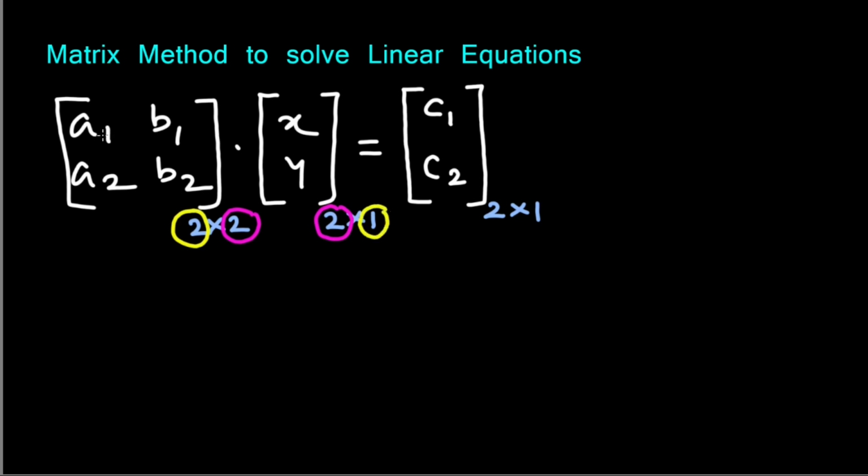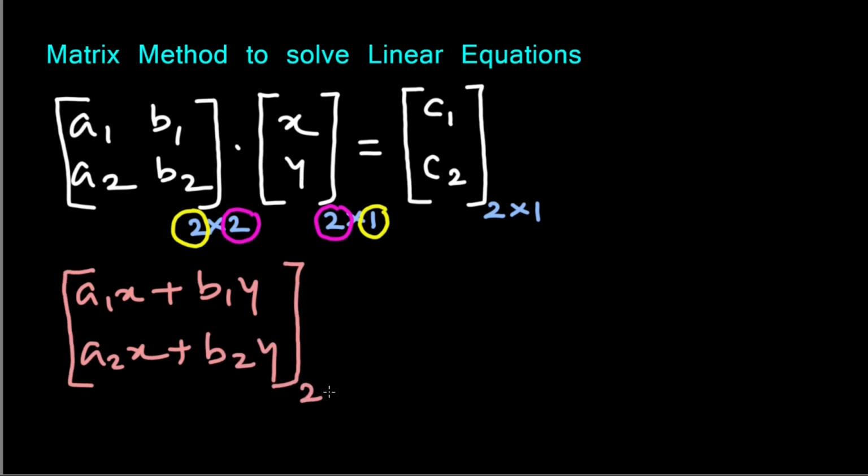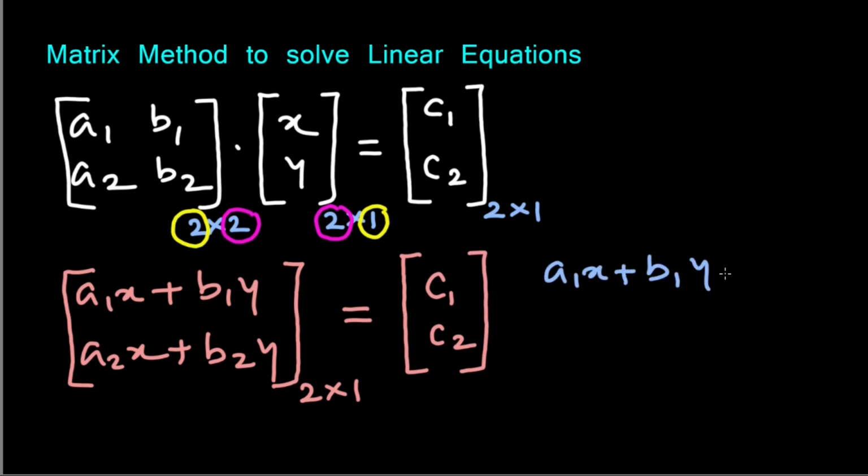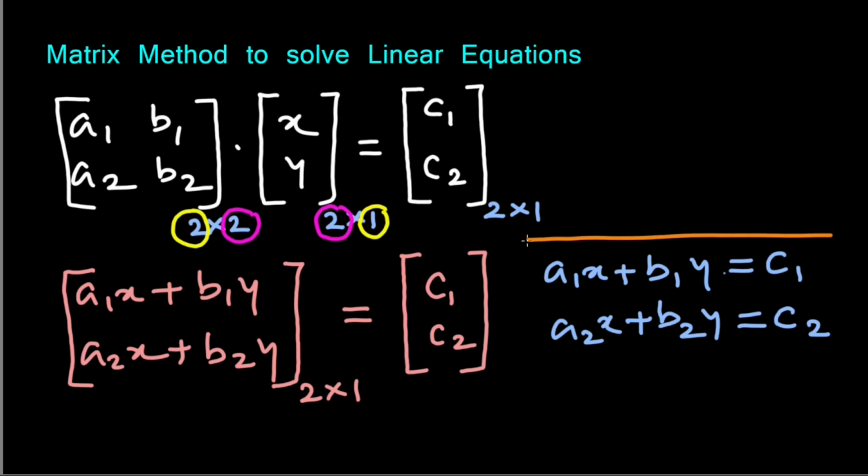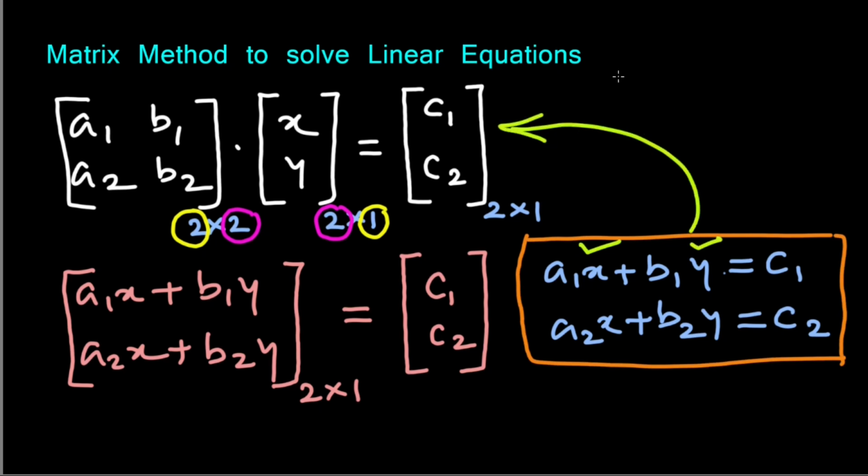So the matrix multiplication will be [a1x plus b1y; a2x plus b2y], which is a 2 by 1 matrix, equals [c1; c2]. Now by equality of matrices, we will write a1x plus b1y equals c1 and a2x plus b2y equals c2. But these are nothing but linear equations in two variables x and y, and this is known as the matrix form of these linear equations.